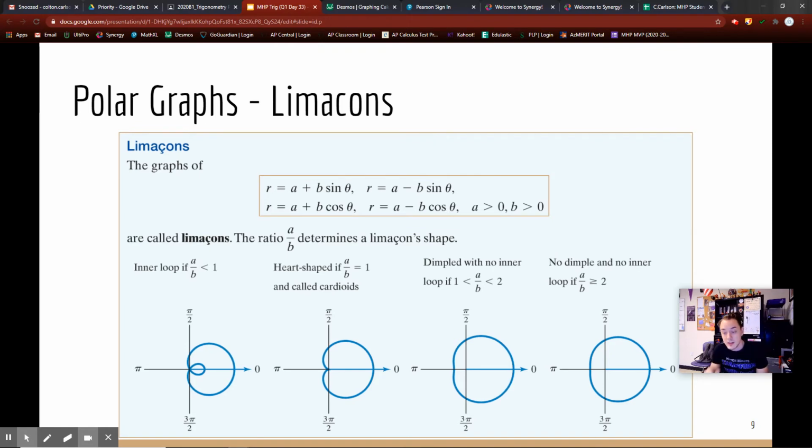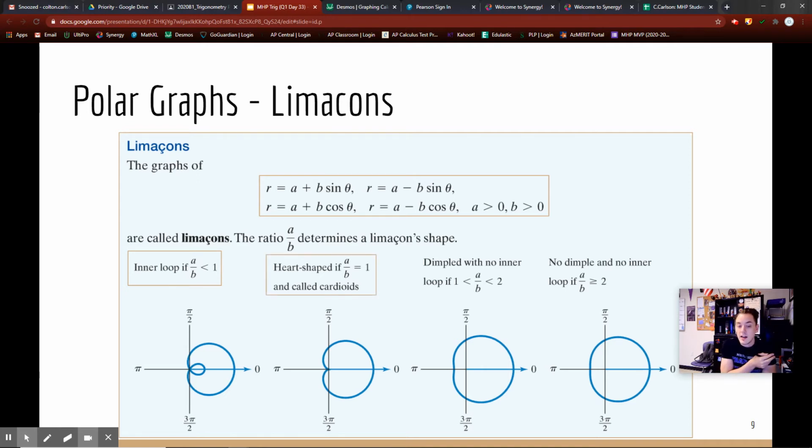Looks something like this, something that you did on the exploration for Desmos activities. And then you have all of this. So if it's an inner loop, what you have is A over B is less than 1. So if you take A and then divide it by B, and if it's less than 1, then that means it's going to be an inner loop.